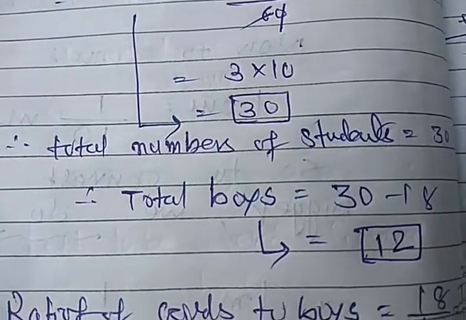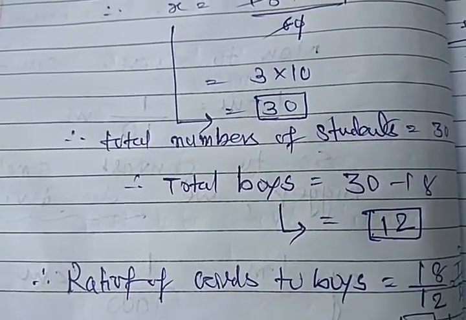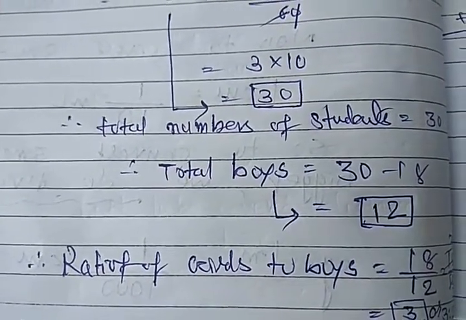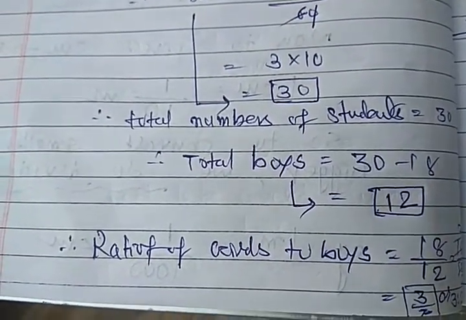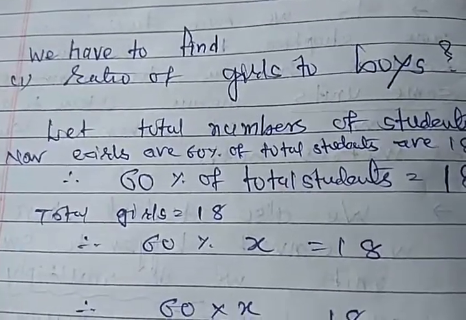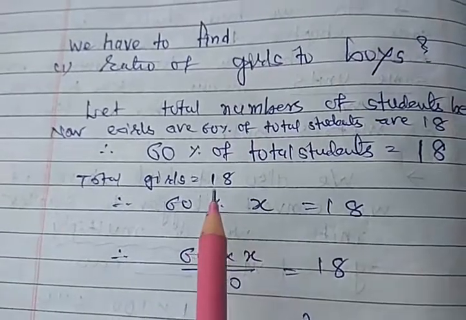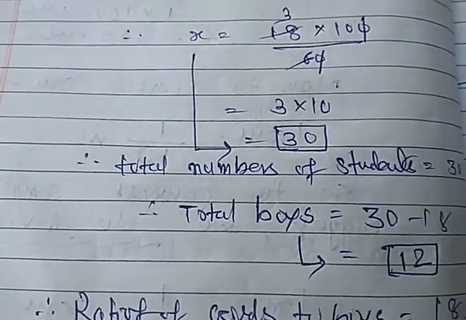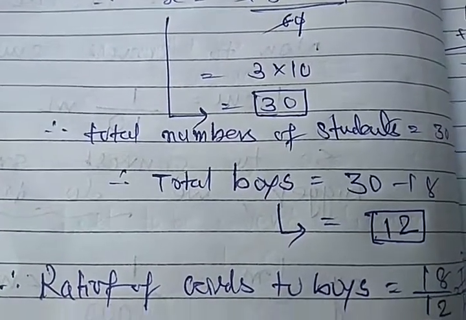Okay. Now the total number of students is 30, that we found. Therefore the total number of boys is equal to 30 minus 18, because total girls are 18. So here we have written, you see, total girls is equal to 18, right? So total number of boys is equal to 30 minus 18, which is equal to 12.